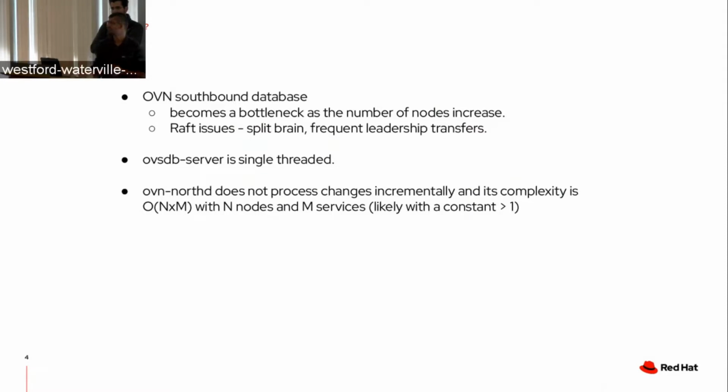Yeah, we do have a lot of improvements now with OVSDB server. Also, OVSDB server is single threaded, and as you have more OVN controllers connecting to it, it could have an impact. And ovn-northd does take CPU since it has to process all the changes whenever it wakes up. As your scale increases, the complexity also increases, and it has to process more logical resources to convert into logical flows.